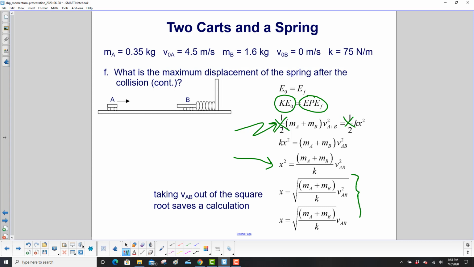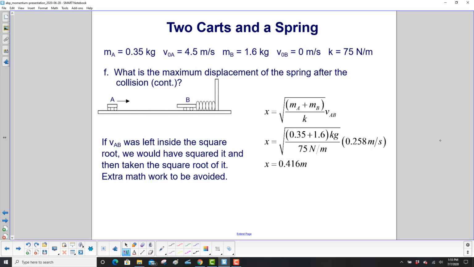The only trick now is we have mA plus mB over k times vAB squared. We've got a square underneath the square root. Let's take it out, because the square root of a square is just the number, or the letter. So vAB comes out here, outside the radical. If you do that, make sure you make it clear that it's outside the radical so you don't make any calculation errors.